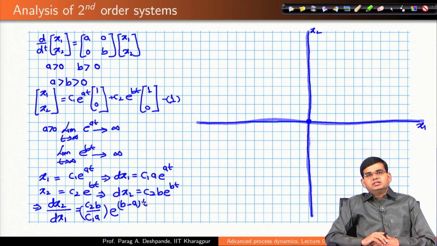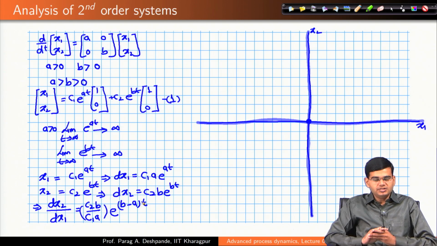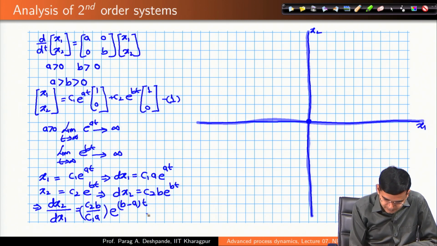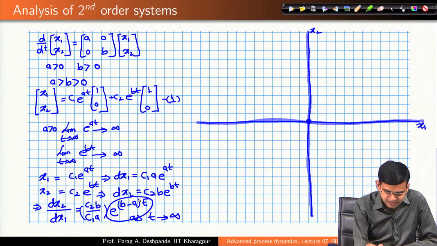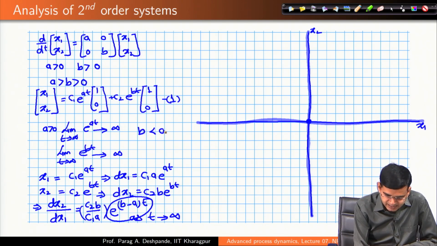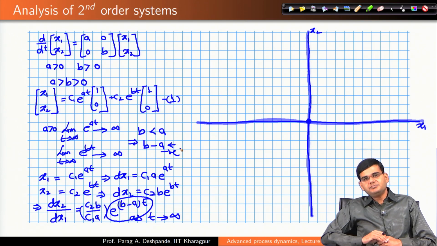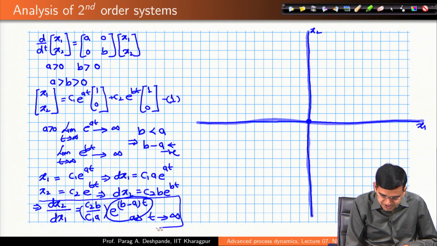Now, I have some idea about the dependence of the slope on time, right. So, as t tends to infinity, what happens to the slope? You see here you have b minus a, and in our case b is less than a, which means b minus a is negative, which means that the slope as time t tends to infinity is going to diminish to 0. The slope should become 0. This is what I learned from this expression.